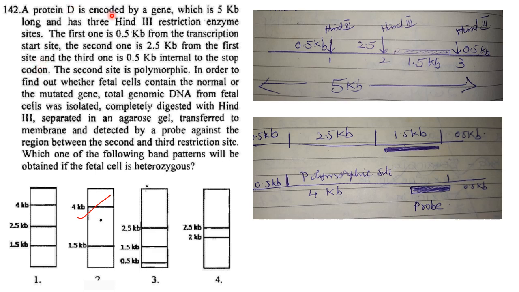So a protein D is encoded by the gene which is 5 kb long. Let this be the tentative map of the gene. This is 5 kb long and it has got 3 Hin3 restriction enzyme sites. The first one is 0.5 kb from the transcription start site. So this is the transcription start site and it is 0.5 kb from the transcription start site.